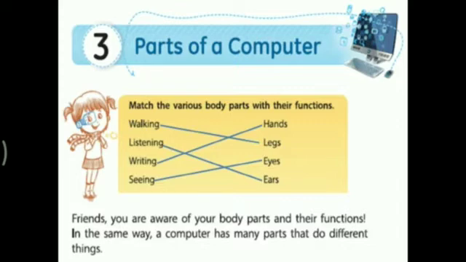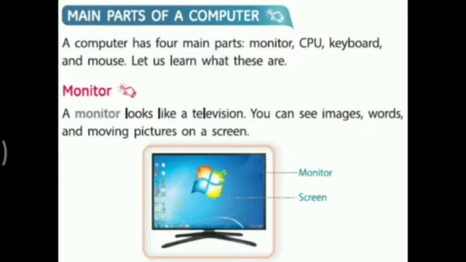In the same way, a computer has many parts that do different things. Right? That is, there are parts of a computer also which perform different functions. So let's understand about it. The main parts of computer. A computer has four main parts: monitor, CPU, keyboard and a mouse. Let's learn what these are.